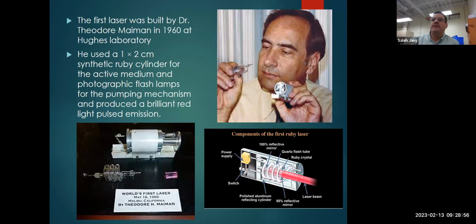This Theodore Maiman made the ruby laser. He got a scientific ruby. Ruby is like an artificial gem, and he polished the edges. You can polish the edges and make them like mirrors. And you put in a lot of pressure and energy with a flashlight. You can see this is a flashlight. This is the ruby crystal.